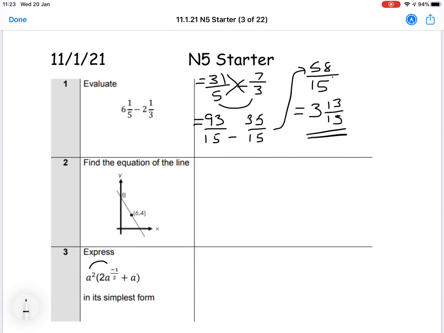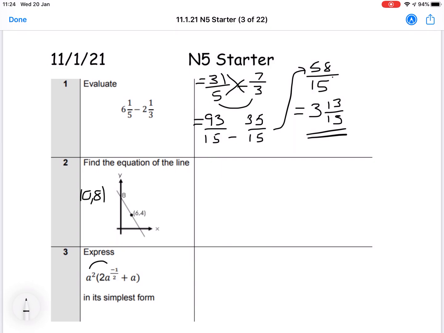Okay, question number 2, we have find the equation of the straight line that's shown here. So we have here a point 6, 4 as a coordinate, and then we also have the point 8 where that line is crossing the y-axis. So the first thing I would get you to do is write that point 8 as a coordinate. So as a coordinate, that would be 0, 8, okay?